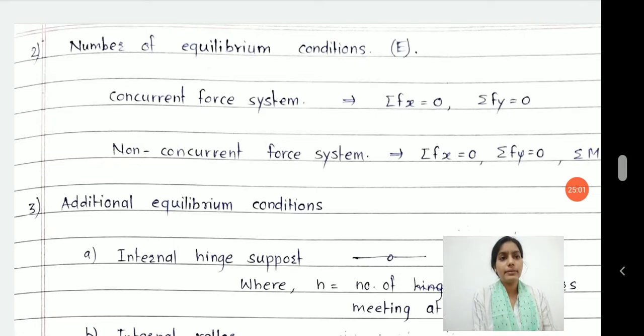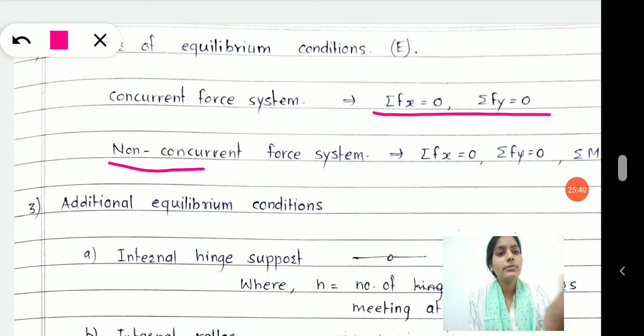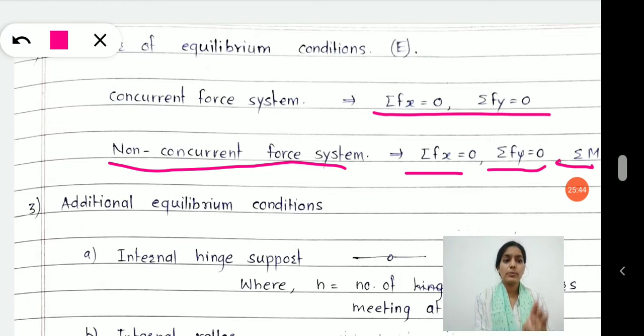Next is the number of equilibrium conditions, E. If a concurrent force system is followed, then the number of equilibrium equations will be 2, summation Fx and summation Fy. But if a non-concurrent force system is followed, now you can observe I'm using new terms here, concurrent force system and non-concurrent force system. You have already learned this in 12th class physics. So please go remind yourself what a concurrent force system and a non-concurrent force system are, and how the number of equilibrium equations changes. In the non-concurrent force system, summation Fx, summation Fy and summation of moment, meaning a total of 3 equilibrium equations, are used.